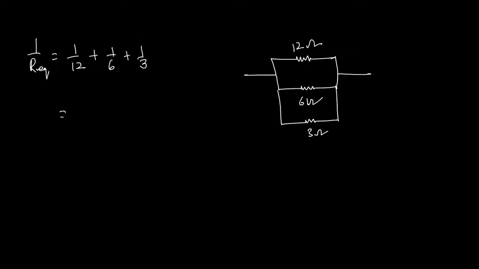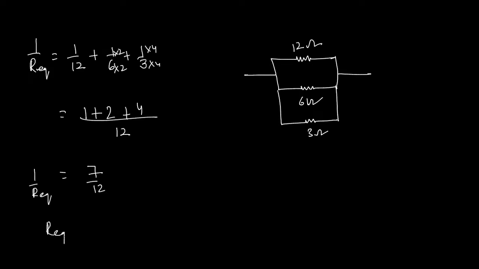Then you have to bring the LCM 12. So 1 plus 2 plus 4, so this will become 12. So you can write it 2 over 12, and here you have to write 4 over 12. So you have to write here 7 upon 12. Okay, that is 1 upon R equivalent. So R equivalent would be equal to 12 upon 7.